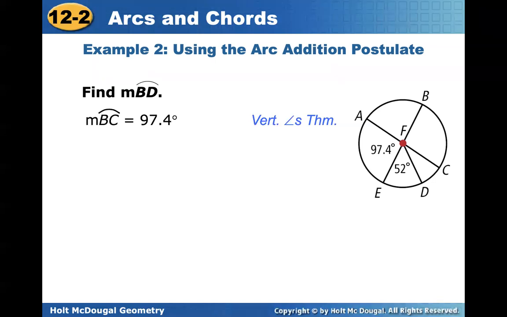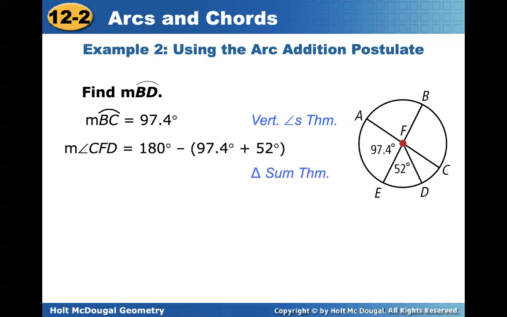CD, to find CD, this one gets a little bit trickier, but what do we have here? That's a semicircle. So we know this is 97.4. This is 52. This is whatever's left over out of the 180, right? So we're going to take 180 minus 97.4 and 52. And we get 30.6. We know CD is 30.6 degrees.